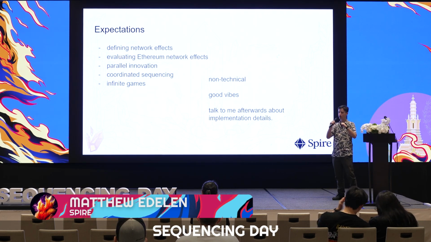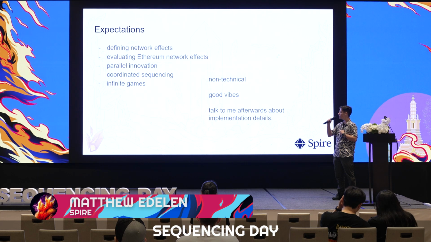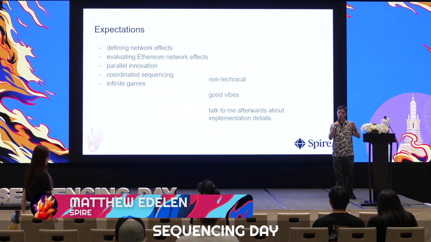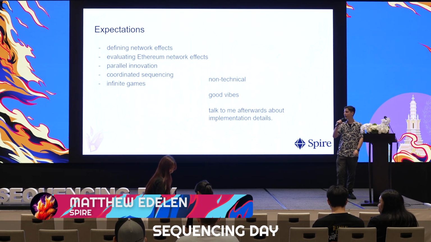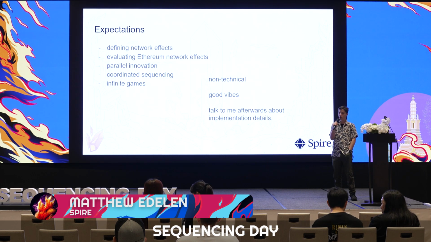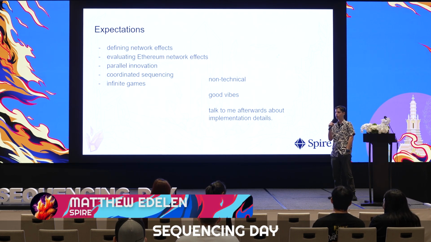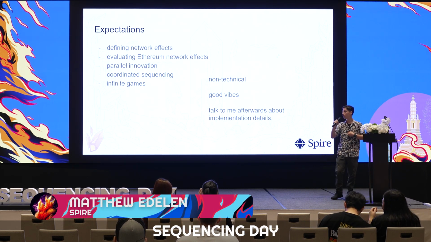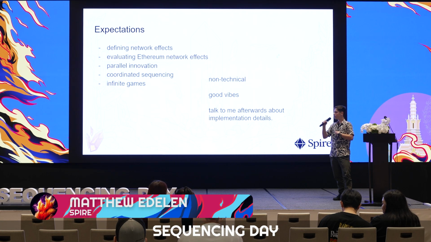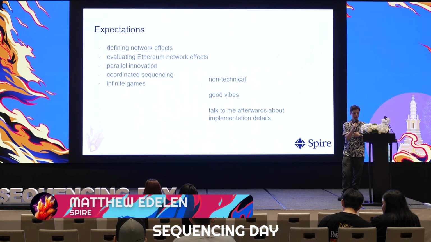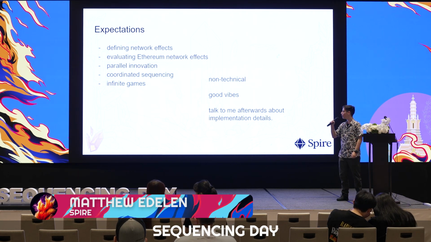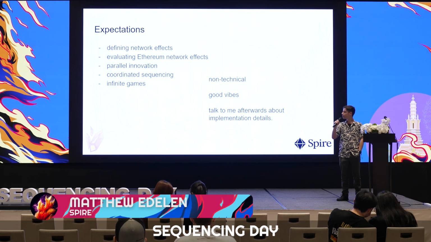And I really do want to make this point. Parallel innovation is absolutely key. The other thing I want to get into is a little more on the technical side, which is, of course, coordinated sequencing and exactly what coordinated sequencing can do for the ecosystem that we all care about here. And then finally, we're going to talk a little bit about infinite games, and I didn't want to put endgame there, but really what the endgame I think will look like.